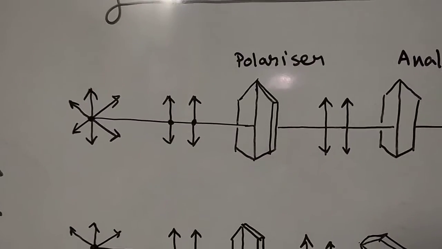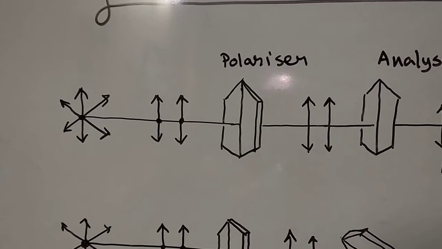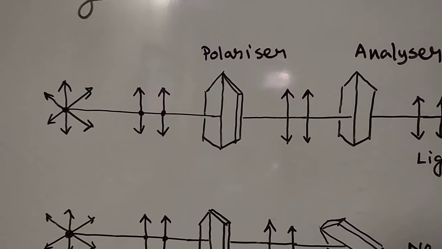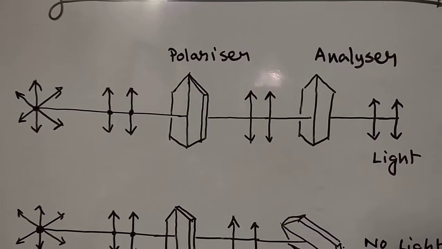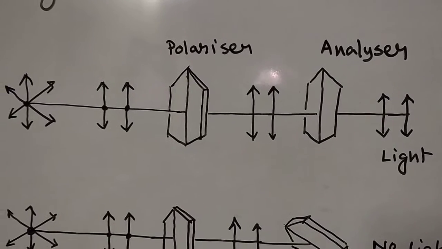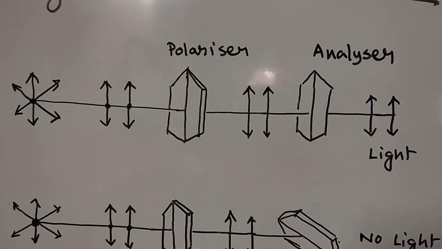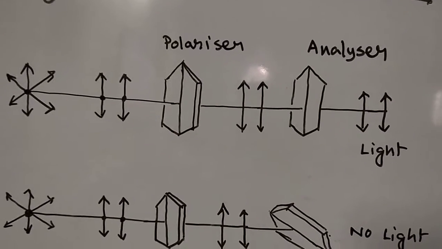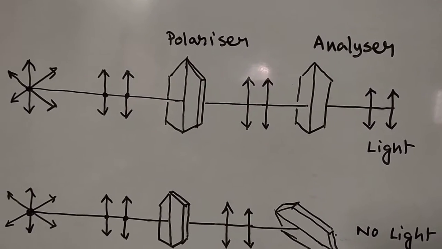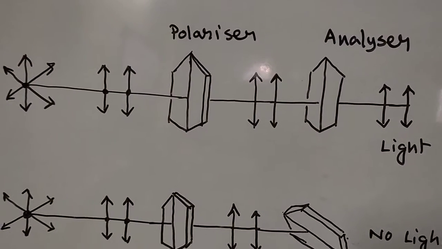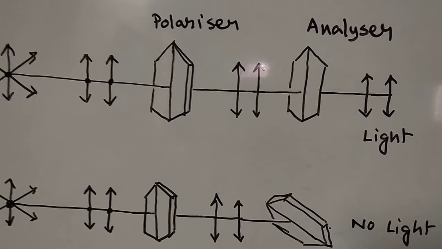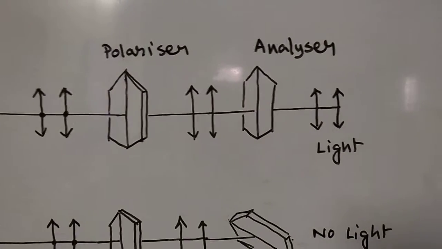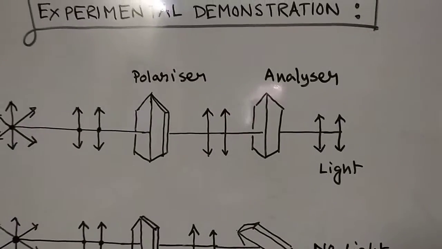Now you see the source is there and the source sends unpolarized light, combining two vibrations. Now we are sending that unpolarized light through a polarizer. The polarizer has an infinite number of slits, but the slits are parallel to a particular vibration. As the slits are parallel to a particular vibration, that vibration will pass, but the rest of the vibration gets blocked. So when the light comes out from the polarizer, you will get polarized light.